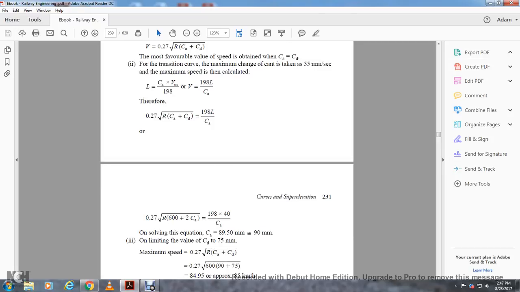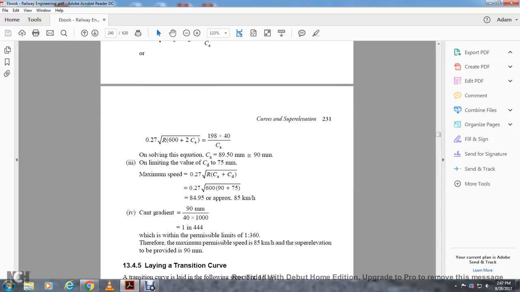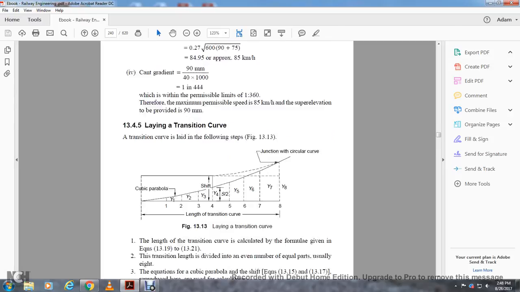0.27 times the square root of 600 times (cant actual plus 75) equals 198 times the square root of 40 divided by cant actual. On solving the equation, the cant actual is 89.50 millimeters, or 90 millimeters. Upper limiting value, the cant deficiency is 75 millimeters. Maximum speed is 0.27 times the square root of the radius times the cant actual plus cant deficiency, or 84.95, approximately 85 kilometers an hour. Cant gradient of 90 millimeters divided by 40 times 1,000 is equal to 1 in 444, which is permissible as it is within 1 in 360. Therefore, the maximum permissible speed is 85 kilometers an hour, with super elevation provided of 90 millimeters.